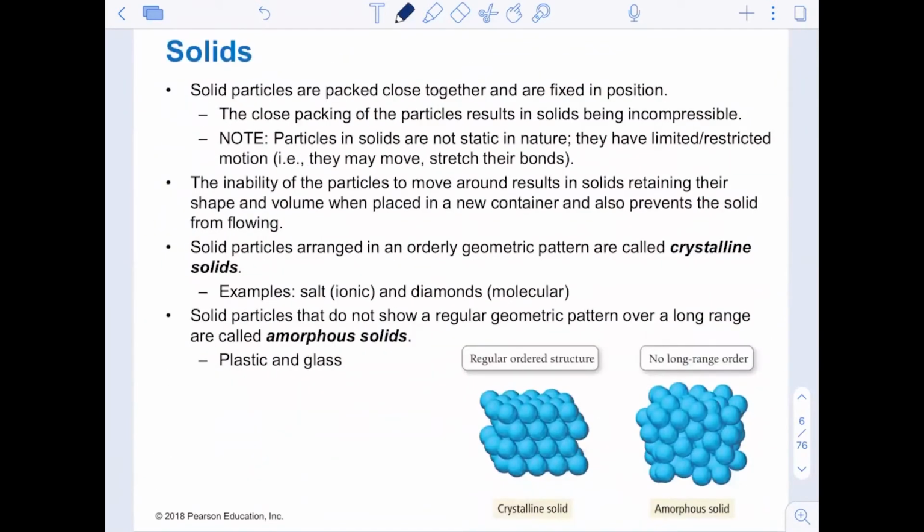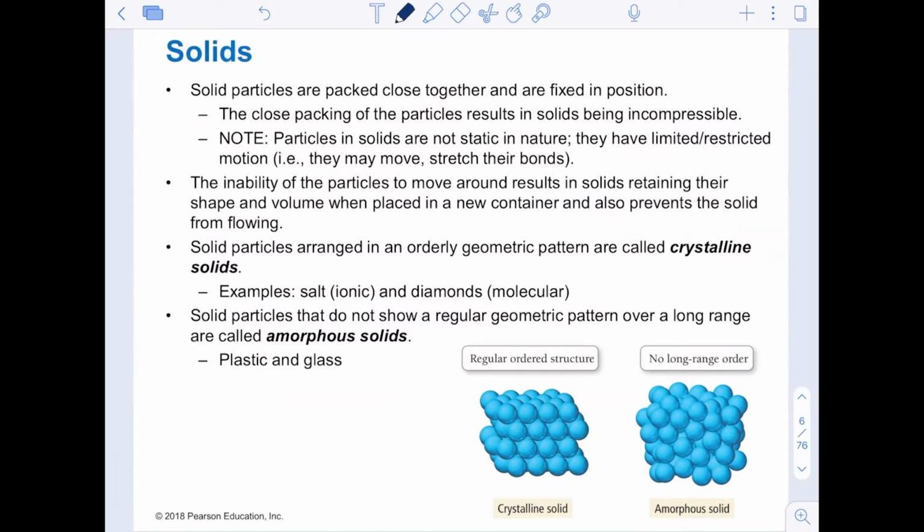Solids are packed close together and they are in a fixed position. So when we talk about solids, there's an inability of the particles to move around. And so solids retain their shape and their volume, even when they're placed in a new container, even when they're placed from a jar onto a weigh boat or onto the desk.